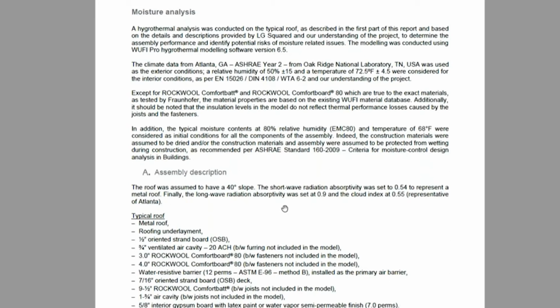Similarly, we list down all the assumptions and all the inputs in our model. We use WUFI 6.5 in our analysis. It is one of the best software packages that you can use in this field. It's well validated and we can trust the results.